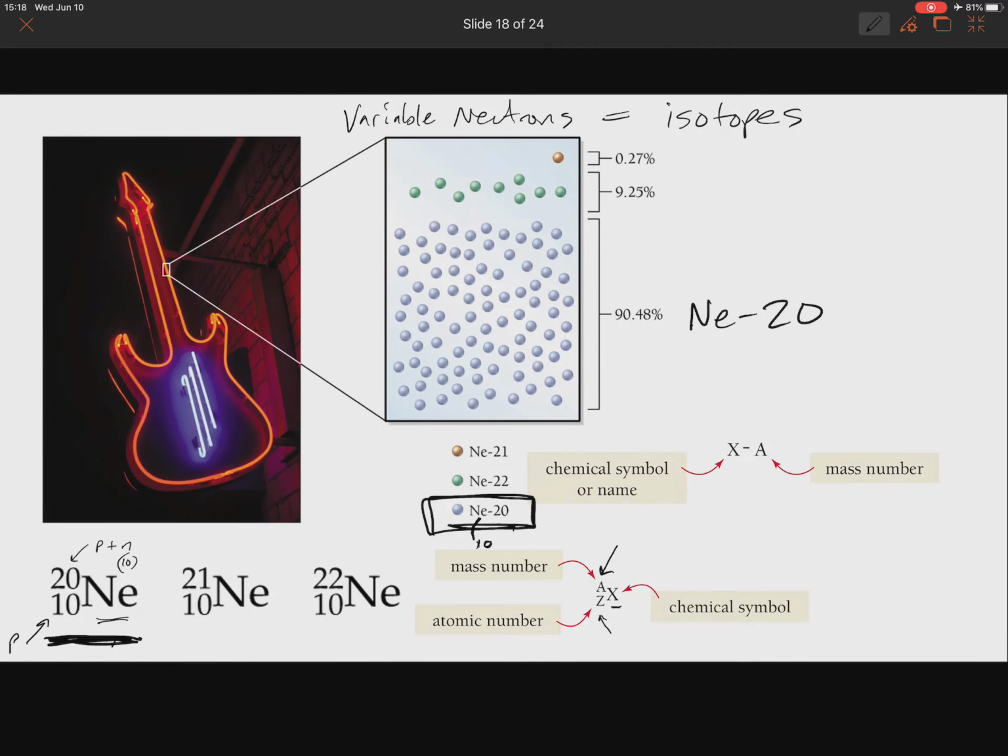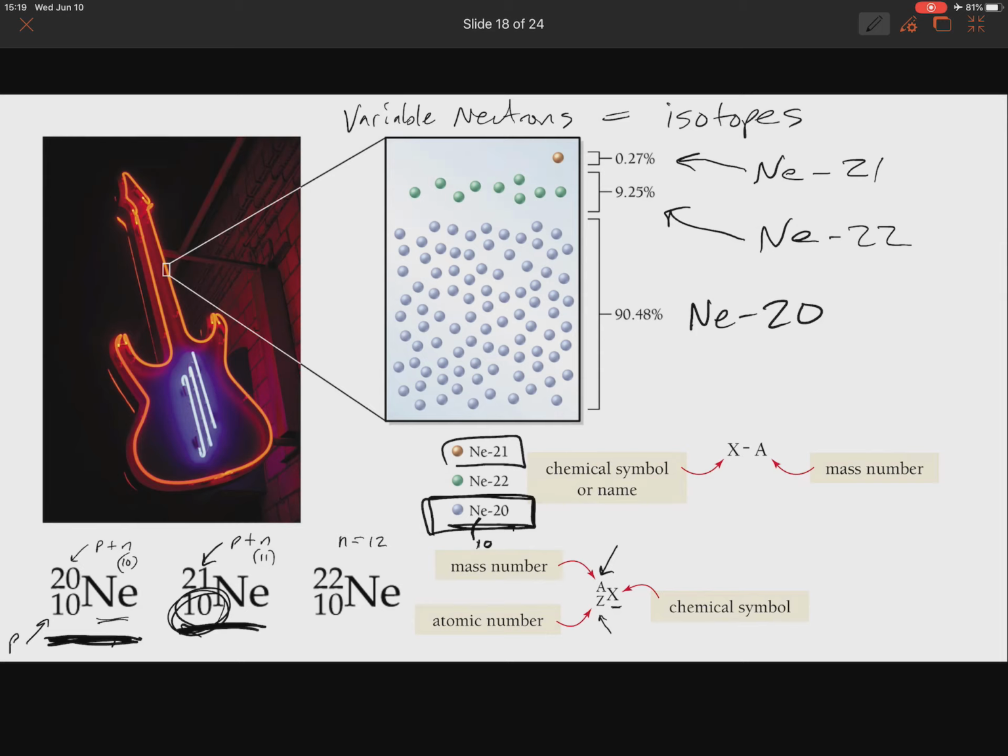Now, getting back to this, neon 20 actually makes up the majority of the isotopes of neon. 90.48% of all neon atoms are neon 20. Then we have neon 21. This is a heavier neon because we can see here the mass has gone up. It's 21 now. That doesn't change the number of protons, so the number of neutrons has gone up to 11. Neon 21 actually makes up the smallest percentage of the isotopes of neon, only 0.27%. And then neon 22 is 9.25%, and this one would have 12 neutrons.